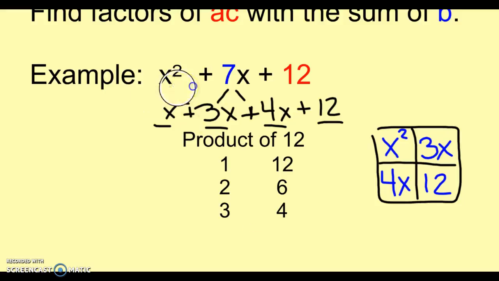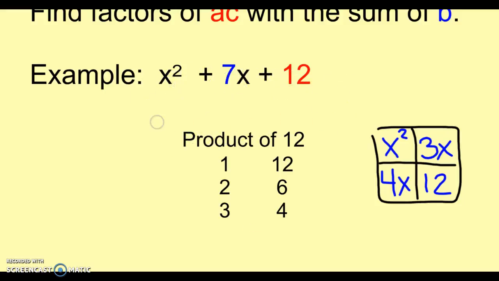Now what you're going to do is take the common factor of each row and each column. Think common factor. What goes into x squared and 3x? It looks like x goes into x squared and 3x. What goes into 4x and 12? Well, 4 goes in. I don't think there's another x, so we're just going to call it 4. Now we go to our columns. What goes into x squared and 4x? They both have an x in them, so let's say x. And then what goes into 3x and 12? Their common factor would be 3.